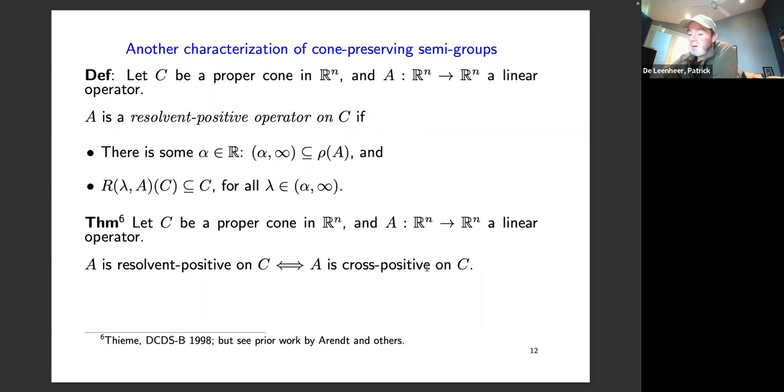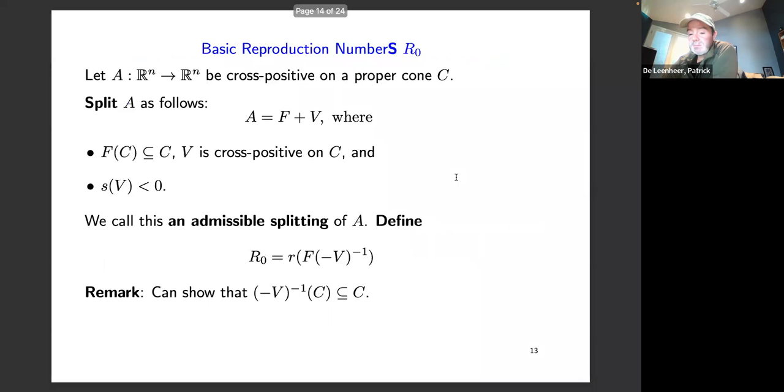A being cross-positive, we saw that earlier, is actually equivalent to being what is called resolvent-positive. And very roughly speaking, resolvent-positive means that the resolvent operator maps the cone into itself, at least for those lambdas on some half-ray alpha to infinity. Okay. There's a lot of extensive theory about resolvent-positive operators. So this is yet another characterization of either cross-positive matrices or operators, or those operators that generate a semigroup preserving the cone. Okay, ready for basic reproduction numbers.